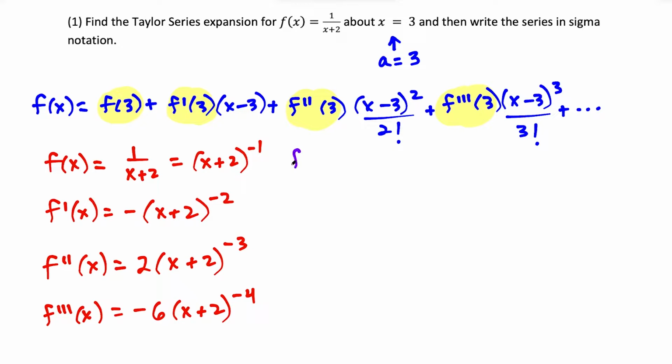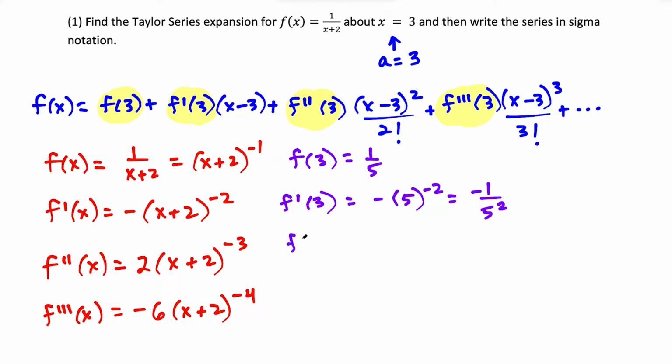So now let's find f of 3. To get f of 3, we're just going to plug in 3 to f of x, and we'll have 1 over 3 plus 2, which is 1 over 5. For f prime of 3, we're going to plug in 3 to our first derivative. What we'll have here is minus, and then 3 plus 2 is going to give us 5, and this is being raised to the negative second. So this is going to work out to negative 1 over 5 squared. For f double prime of 3, we're going to have 2 times 5 to the negative third, and this is just going to work out to 2 over 5 to the third. So we're just plugging in here and simplifying.